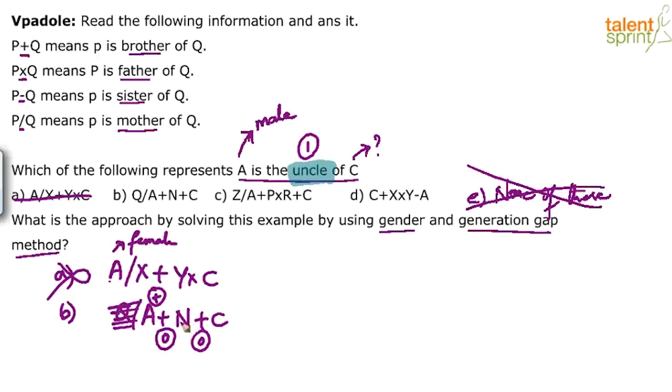Yes or no? A is the brother of N, N is the brother of C, means A is the brother of C, but we want A to be the uncle of C. So B also is eliminated. Option B is also eliminated. Look at option C now.